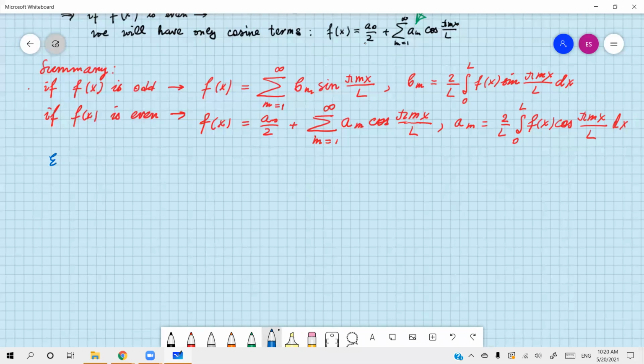So my first example, example 1: I'm going to consider f of x equals x. And my function period is from -2 to 2, sorry, I wanted to write down -2 to 2. And I'm going to write down that f of x plus 4 equals f of x. So my period T equals 4. The function is defined from -2 to 2, and it's periodic with period 4.